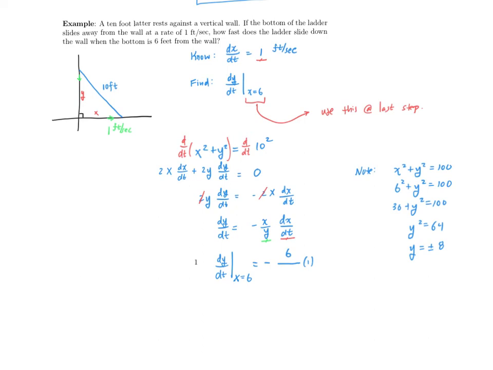But remember, in our problem, y represents something that has physical significance. The variable y represents how far the top of the ladder is above the ground. So by definition, it has to be a positive quantity. So the y in this case is going to be 8.